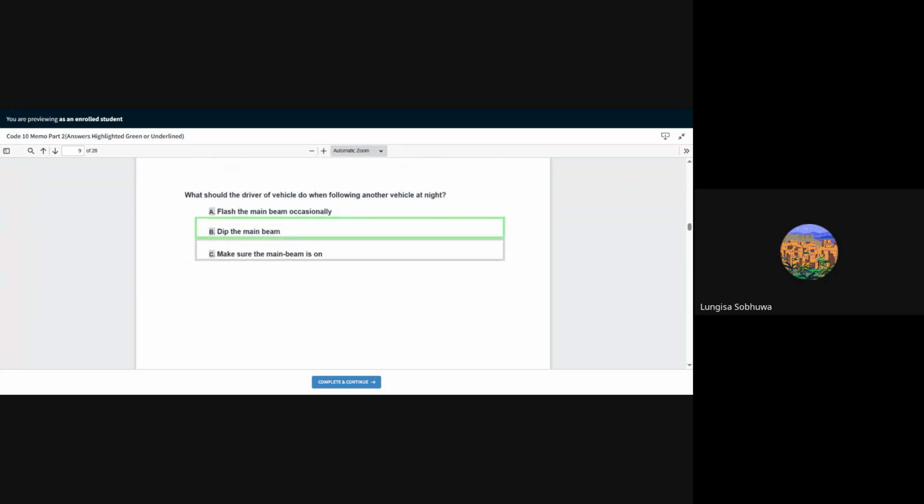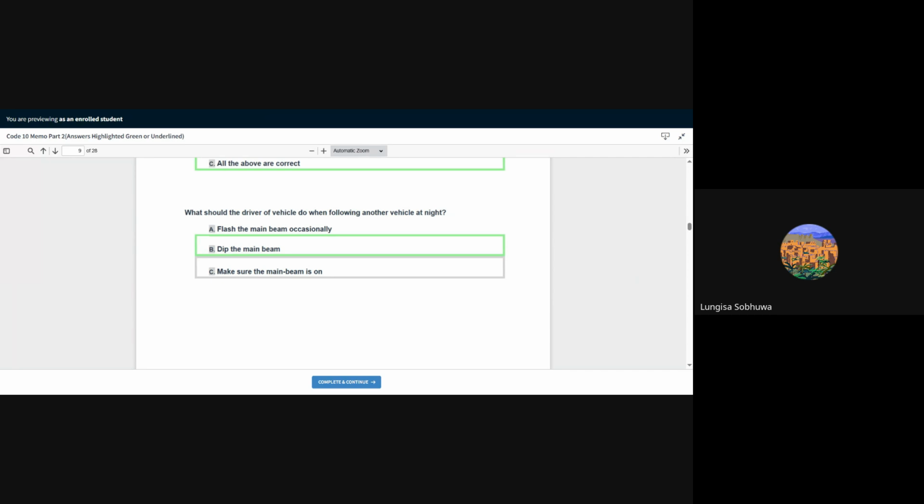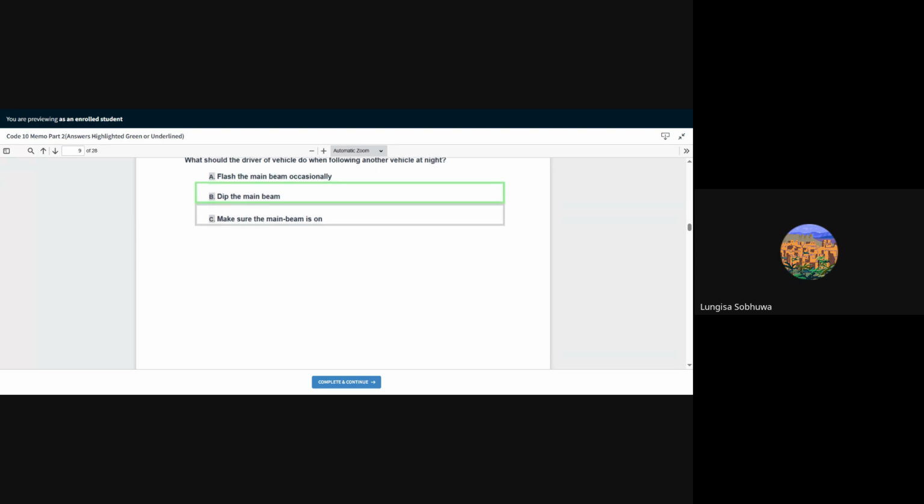Then let's keep moving. I'm going to speed through these other questions, guys. I'm not going to read the entire thing, so let's just get into the answers. What should the driver of a vehicle do when following another vehicle at night? The answer there is dip the main beam. Dip the main beam. That's the answer.